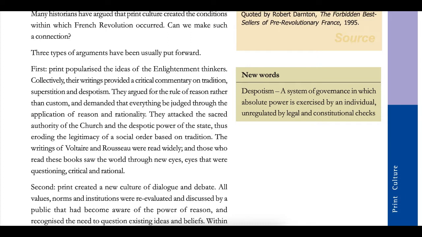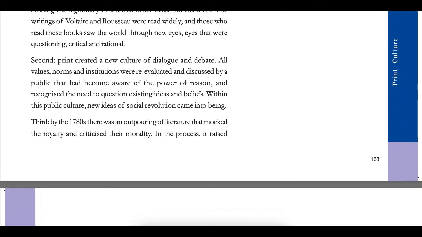The writings of Voltaire and Rousseau were read widely, and those who read these books saw the world through new eyes, eyes that were questioning, critical, and rational. New words. Despotism: a system of governance in which absolute power is exercised by an individual, unregulated by legal and constitutional checks.